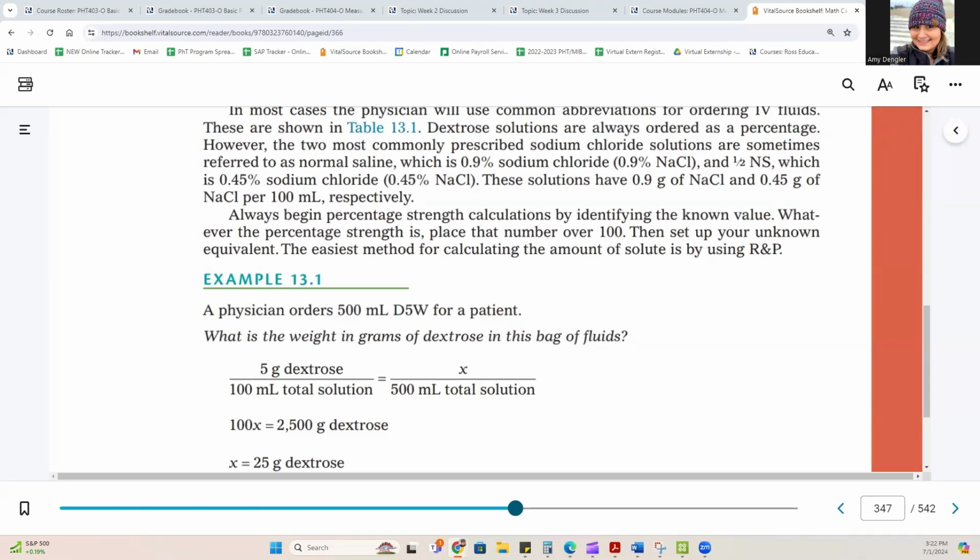Always begin percentage strength calculations by identifying the known value. Whatever the percentage strength is, place the number over 100, then set up your unknown equivalent. And that is the easiest way to set up problems. So let's jump right into example 13.1.